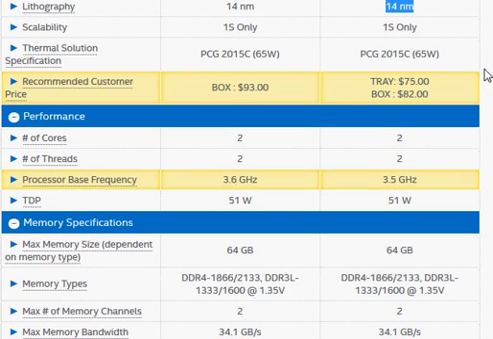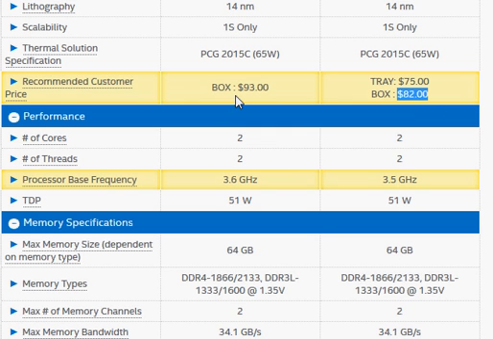The key difference is the pricing. Let's see, we have a box price of $93 versus $82. If you are a wholesale dealer, you can get a tray at lower cost, like $75. But it eventually is going to cost $82 for individual buyers.